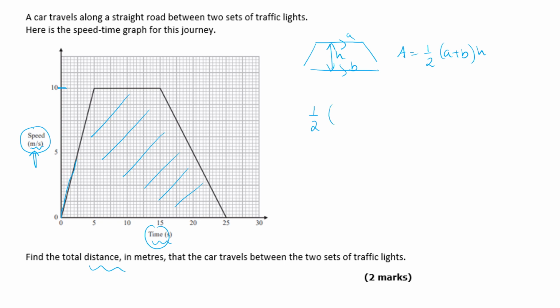It's going to be half. a and b are our 2 parallel sides, and we can see this starts at 5 and ends here at 15, so that's 10. Along the bottom we can see it's 25, so it's going to be 10 plus 25 times the distance between them, which we can see as 10. And if you do that, 10 plus 25 is 35. 35 times 10, 350, and half of that is 175. Now we're trying to find the distance, and we'll use the units. The distance is going to be in meters.